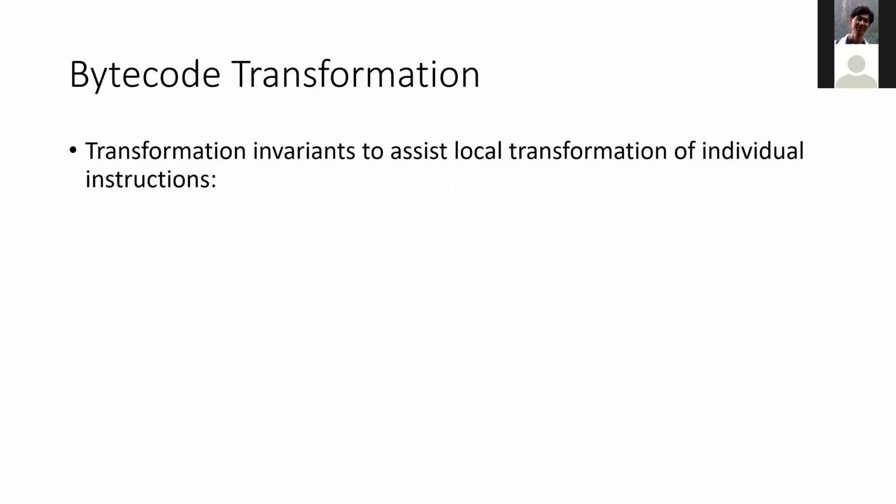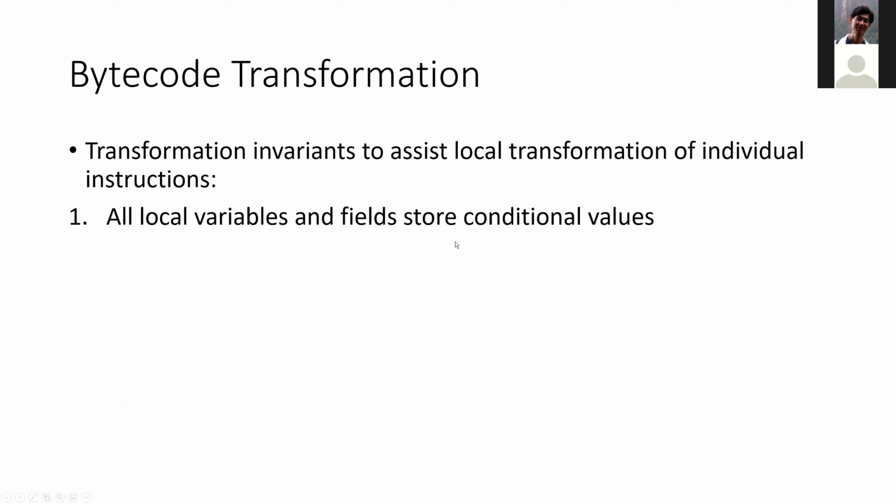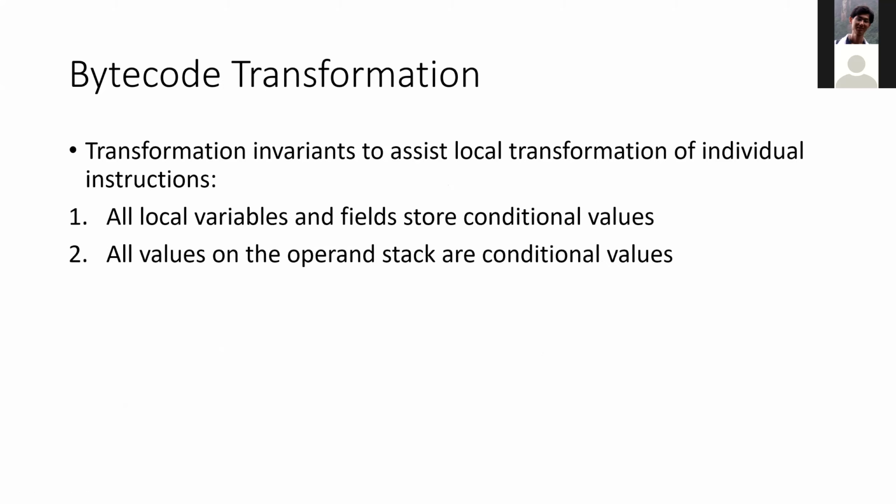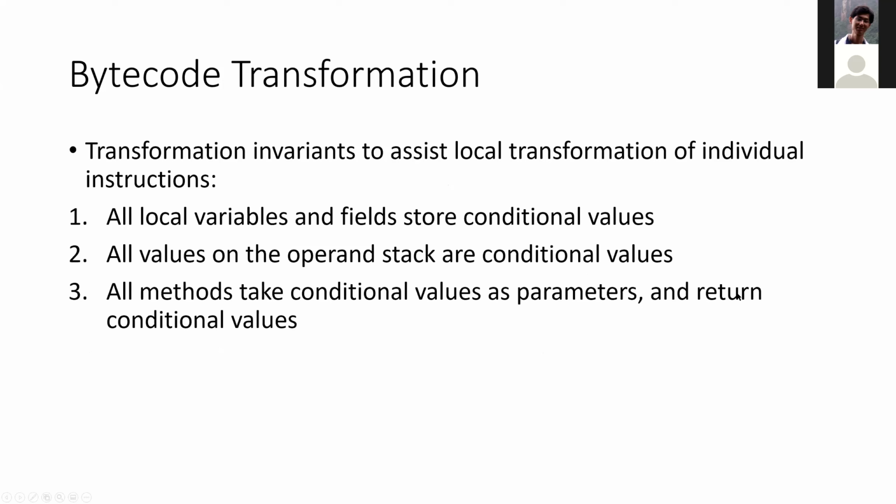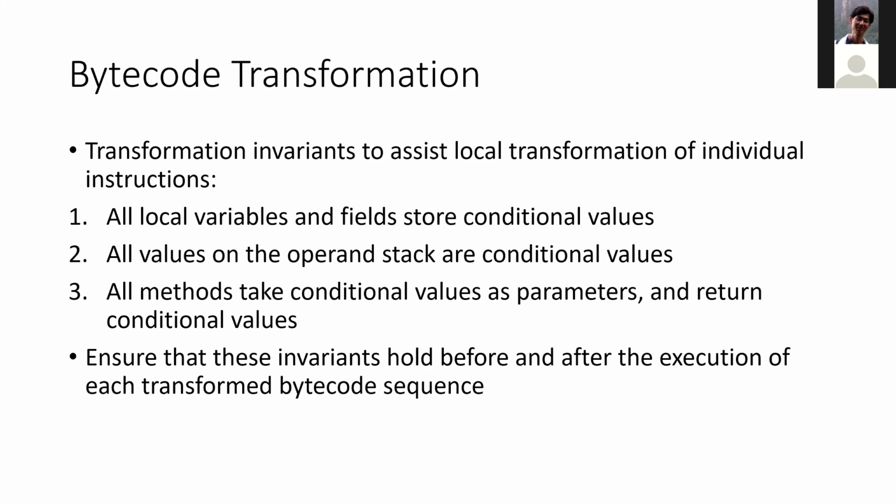One way to help with this is by creating transformation invariants. The first invariant is that all local variables and object fields store conditional values. The second invariant is that all values on the stack are conditional values. And lastly, all methods take conditional values as parameters and also return conditional values. They have to ensure that these invariants hold before and after the execution of each transformed bytecode sequence.